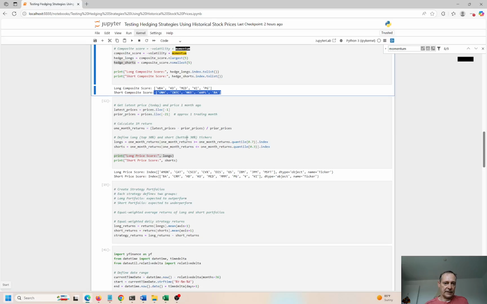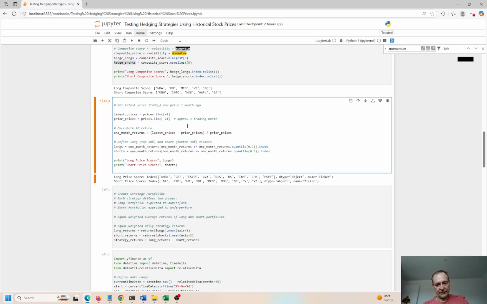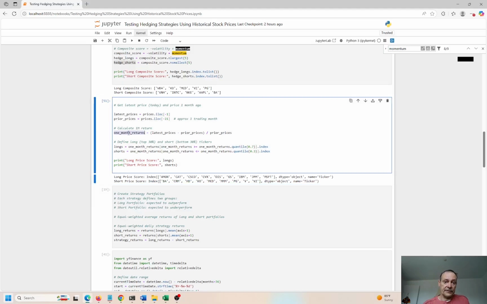Okay, so here we get the latest price today, and look at the price from 1 month ago. So we have the latest prices right here. 1 month returns is the latest minus prior prices going back 21 days. Okay, so there's about 21 days in a trading month. Remember, we subtract out every Saturday, every Sunday, and every once in a while there's going to be a holiday in these months, so we have to subtract that out too. So 21 days back is 1 month.